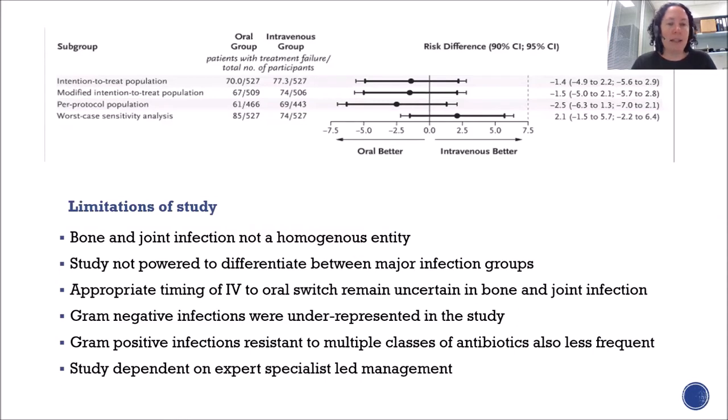There are limitations, however, which have been well pointed out in the literature, in that bone and joint infection is not a homogeneous entity. The study was not powered to differentiate between major infection groups. Appropriate timing of the IV to oral switch remains uncertain. Gram-negative infections and gram-positive infections resistant to multiple classes of antibiotics were less well represented. And the study really depended on very well set up expert teams with specialist-led management. So ideally, I would like further randomized controlled trials for the subgroups of OVIVA, and certainly studies in the local context.